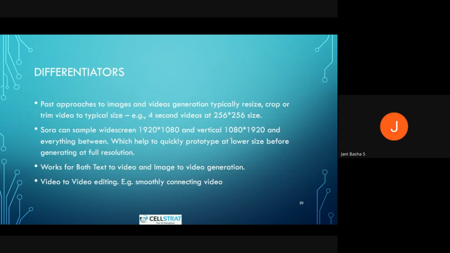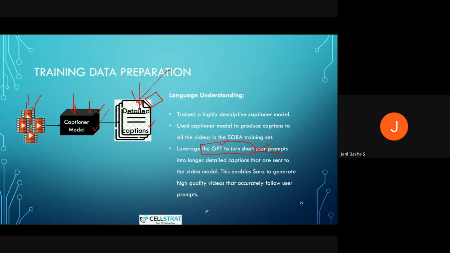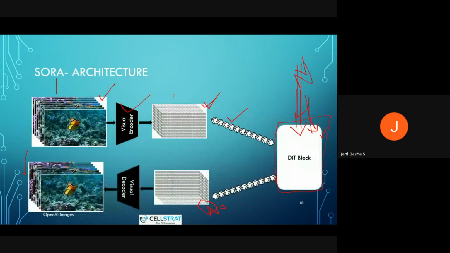So that's the main thing, the training data and then the architecture of the Sora model. It is more or less like a DiT only, without much changes. And these are all things we have seen in our previous slides. So I hope everyone understood clearly how it is possible to train this DiT model for videos.